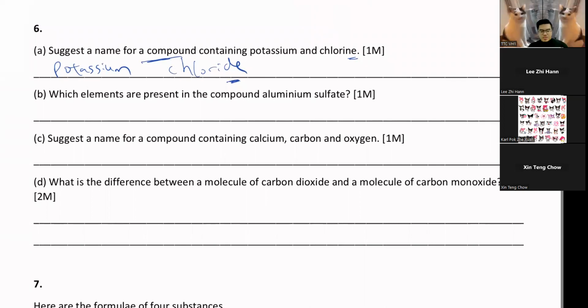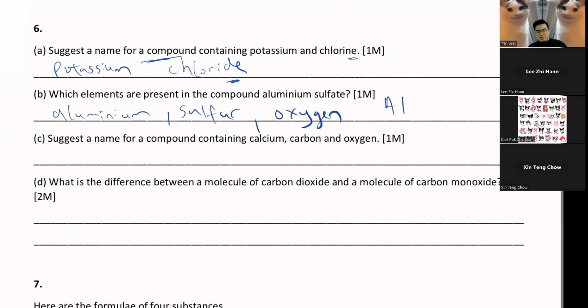So B, which elements are present in the compound aluminum sulfate? Okay, so aluminum sulfate, you have aluminium, of course. Sulfate is sulfur and oxygen. So you have sulfur and you have oxygen. So aluminium, sulfur, and oxygen. Aluminium sulfate. If you want a chemical name, this is Al2SO4. Quite a complicated thing, this one. So I do not bother with this. You can learn this in year 10 all you want.